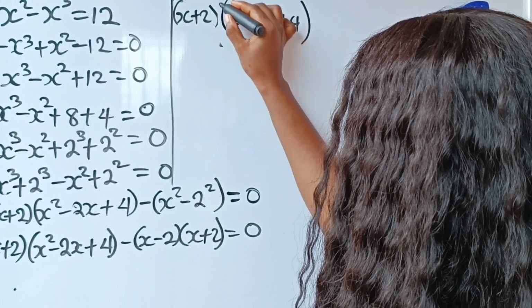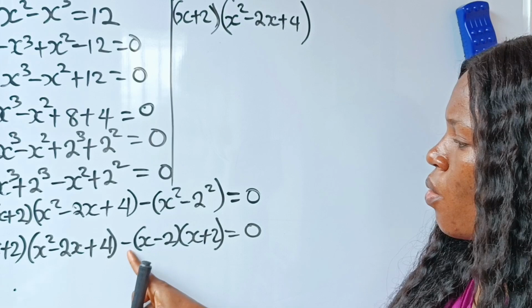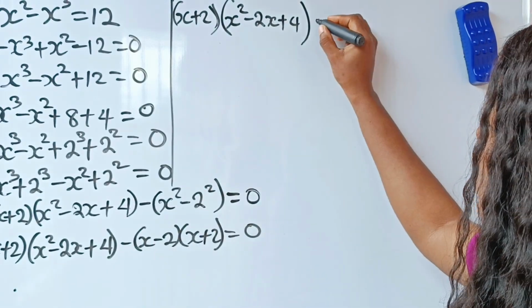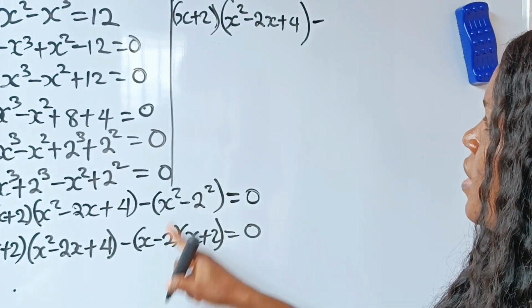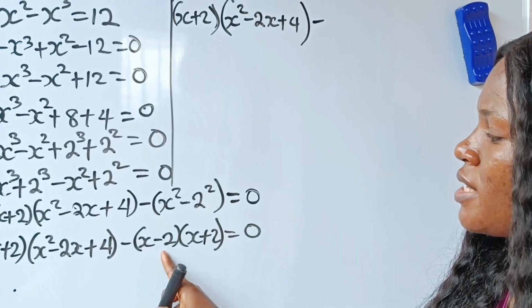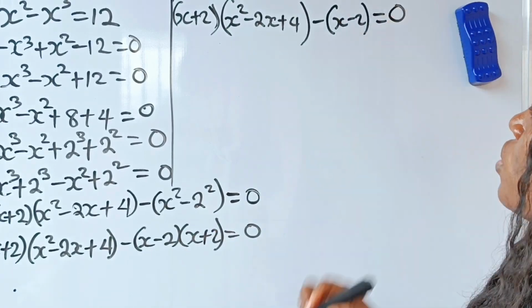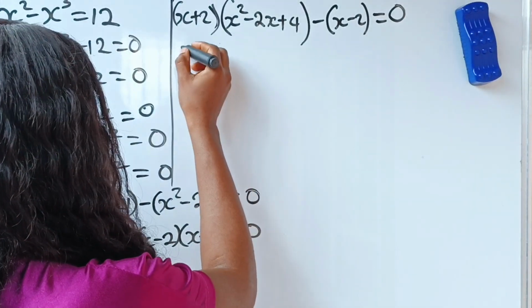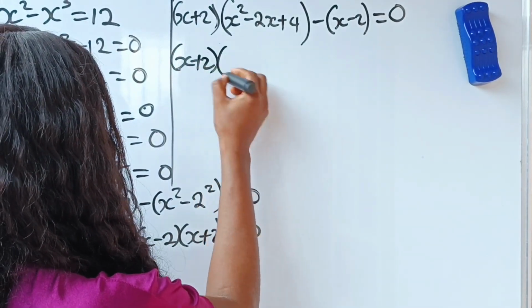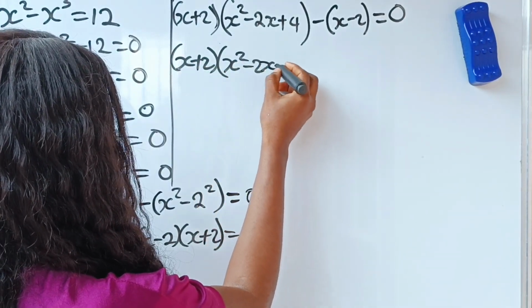Now what do we have here? We are going to have minus, when the whole of this is divided by this, we are left with x minus 2. So we have x minus 2. This is equal to what? 0. So we have x plus 2 multiplied by x squared minus 2x plus 4.